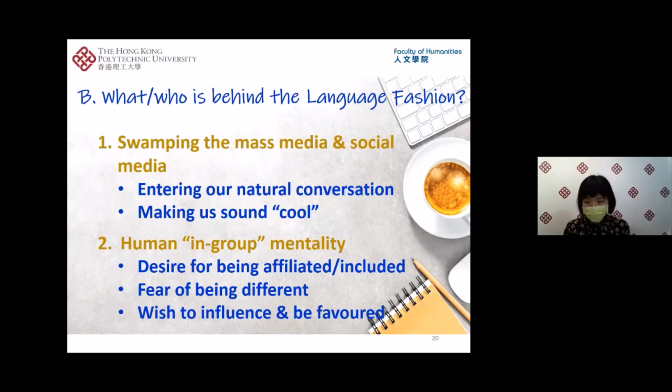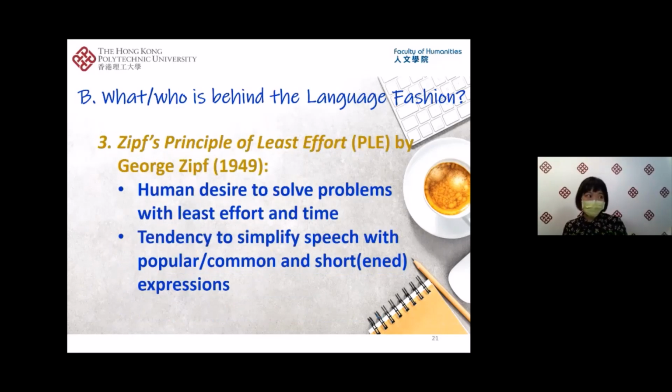And lastly, before I finish the presentation today, I would like to introduce to you one theory which can explain our tendency to use fashionable expressions, which is George Zipf's principle of least effort, PLE, popularized by this scholar in 1949. And principle of least effort states that human beings desire to solve problems with least effort and time. Time is limited and time is money is what we say. And I would say, I am lazy. Human beings are kind of lazy, well, I am at least.